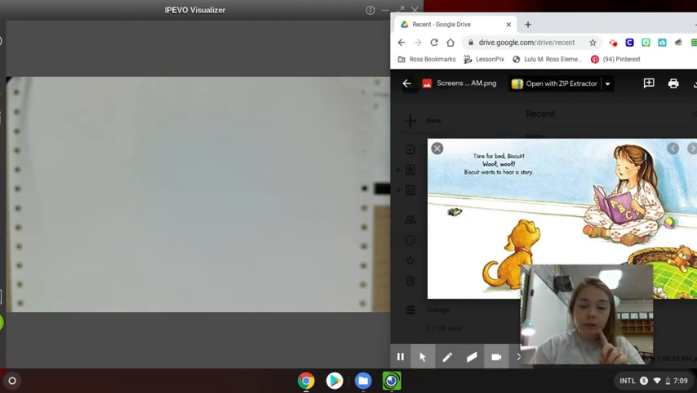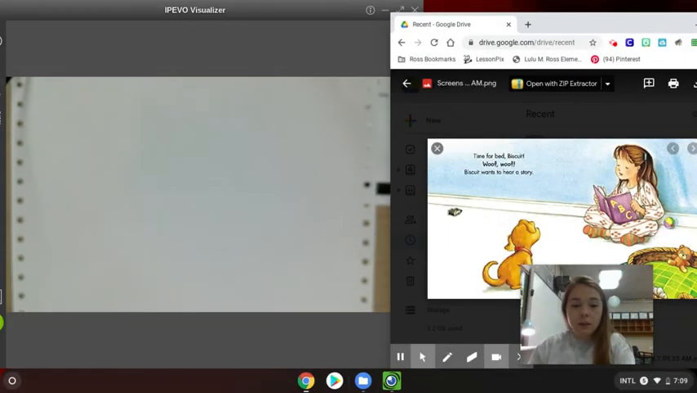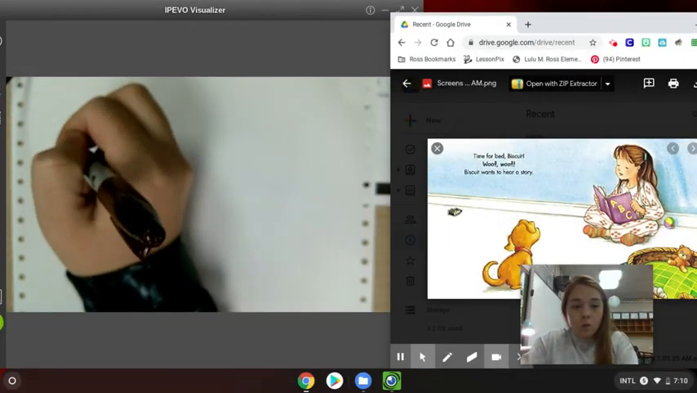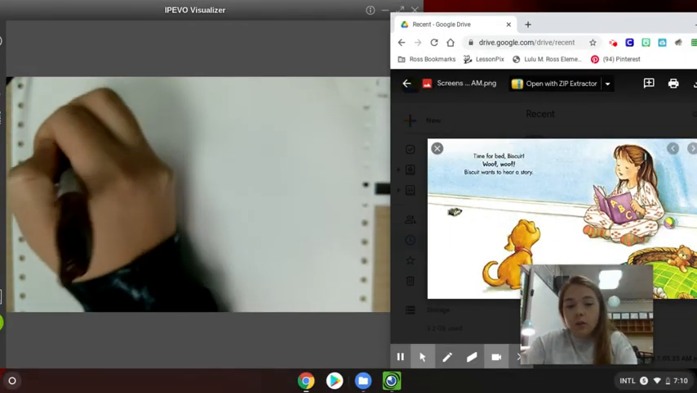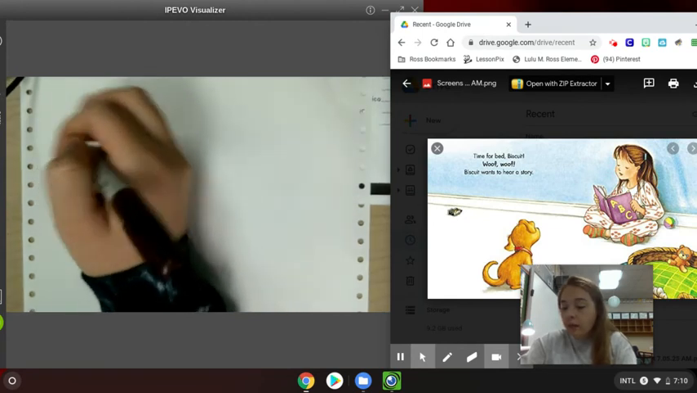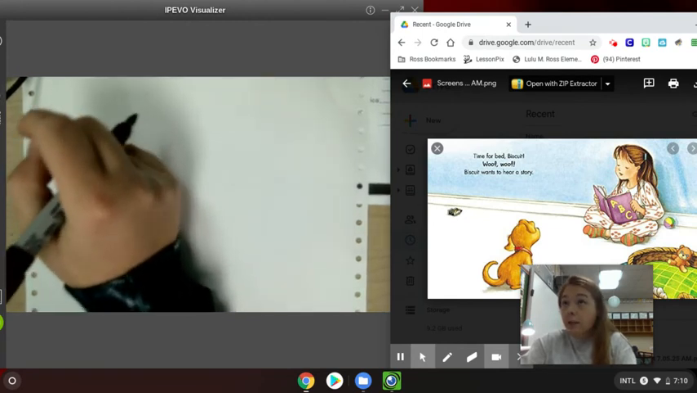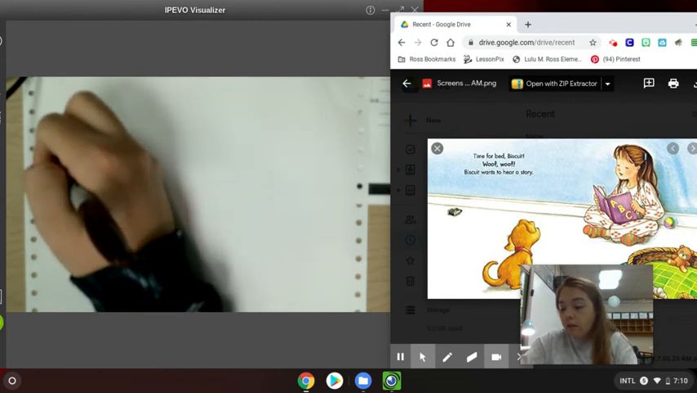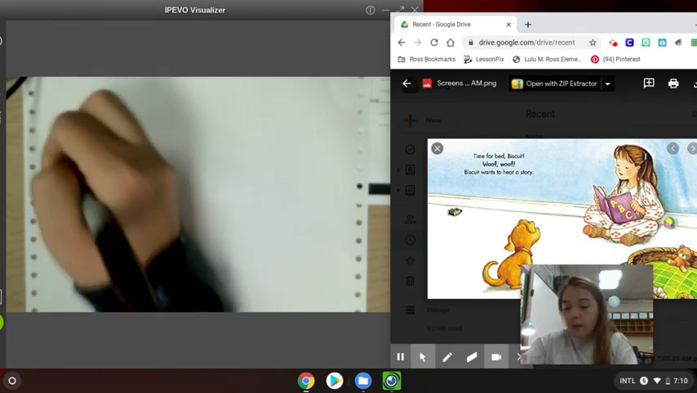Let's say it one more time to make sure that it came out right and makes sense. The girl is reading a story. Oh, okay, that sentence makes sense, so now I can write it. When I write a sentence, I always start with a capital letter. My first word of my sentence is the. The starts with T, so I'm going to make a capital T.